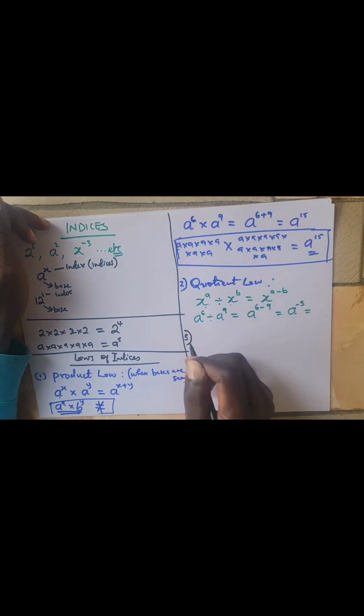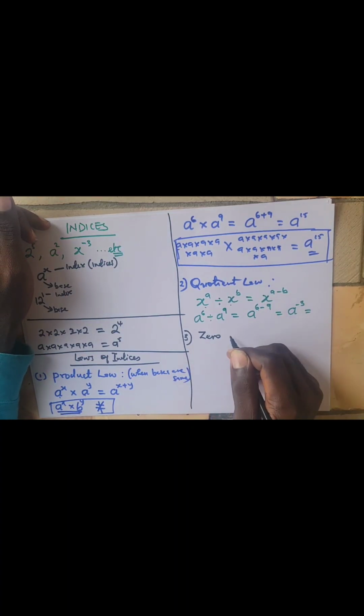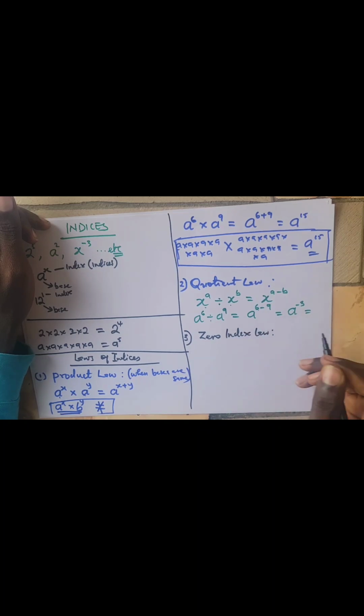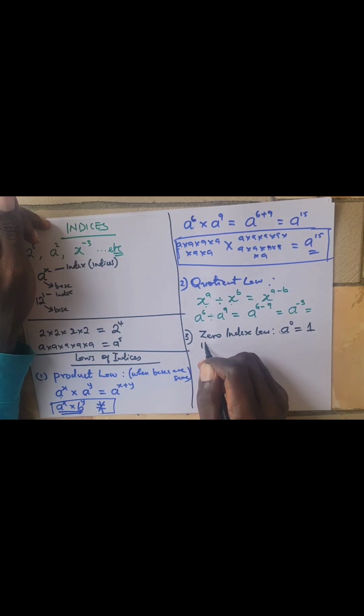The third law is called the zero index law, which says a number with a zero index is 1. Okay. A raised to power 0 is 1. Anything raised to power 0 is 1. This whole entity is equal to 1. Let's see how.